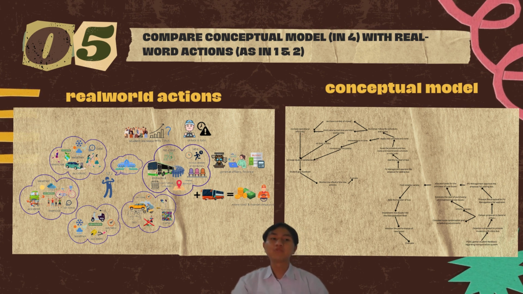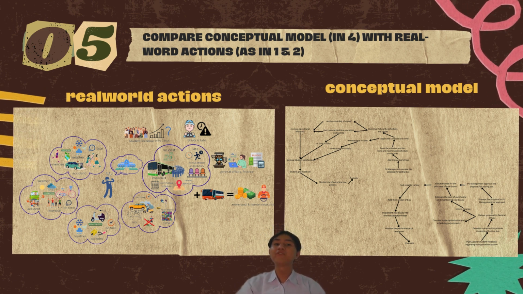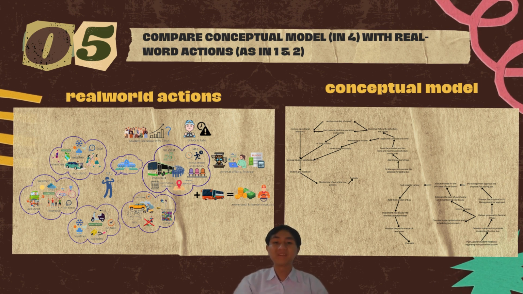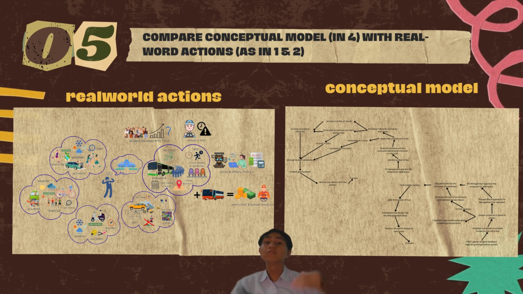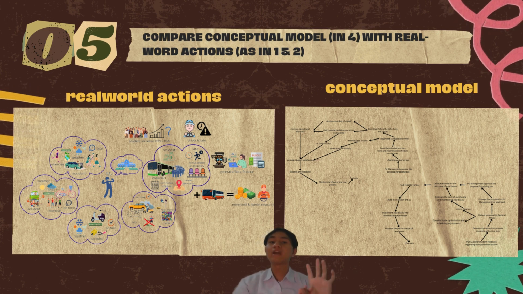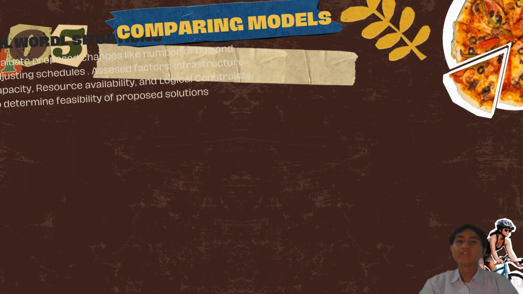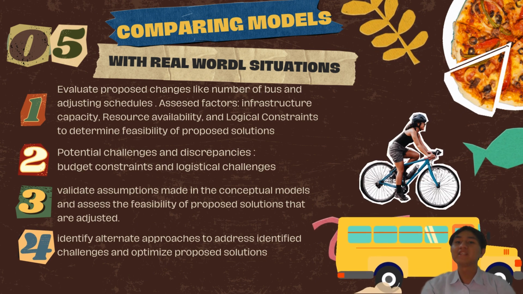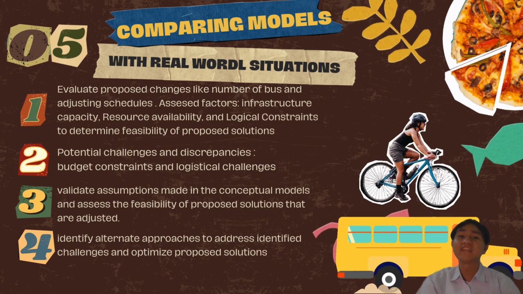This stage aims to answer the practical feasibility and effectiveness of the proposed solution in addressing the transport issues at President University. So the left one is the real world action and the right one is the conceptual model. So this is for comparing models with real world solution. There are four. Basically, the first one evaluates proposed challenges like number of buses and adjusting schedules.